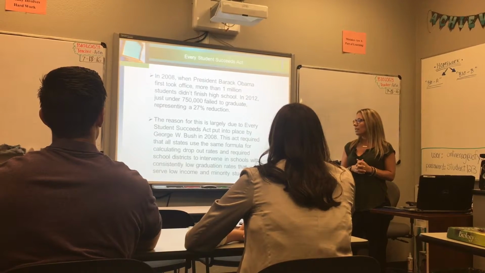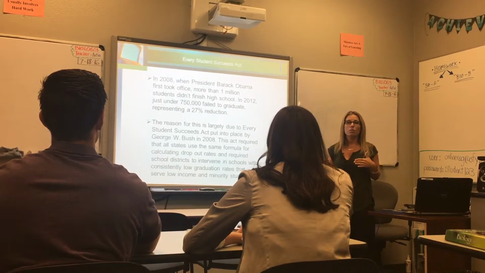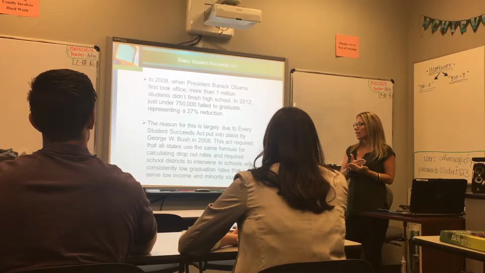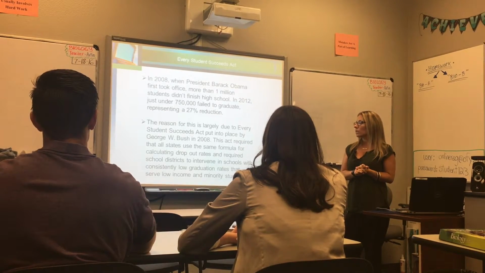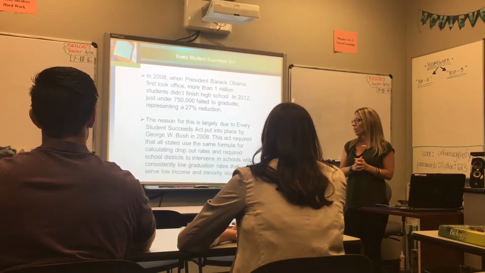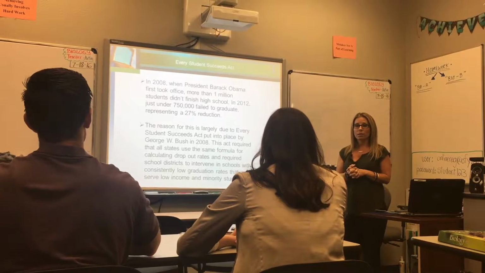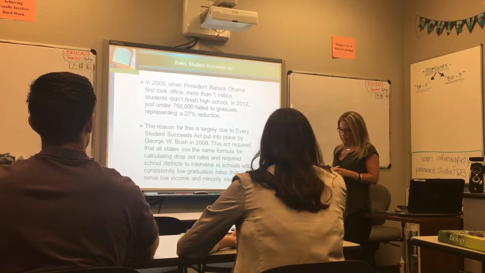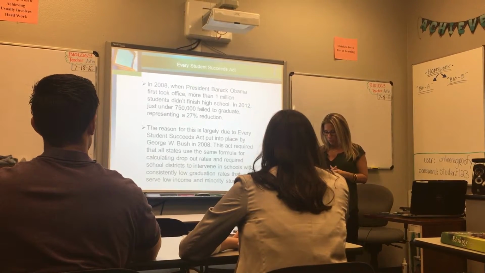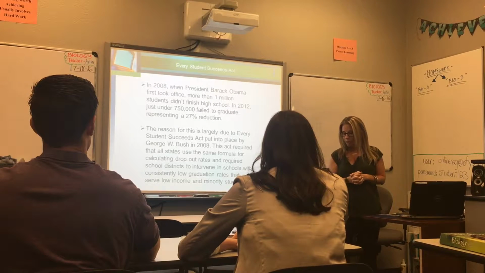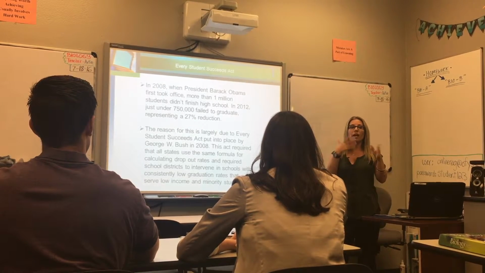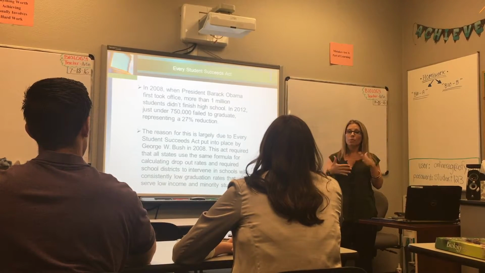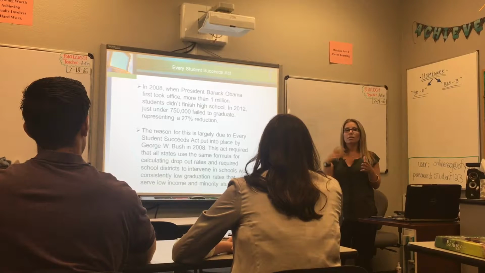So this act required that all states use the same formula for calculating the dropout rates, whereas before each state could kind of use their own formula and kind of tweak things, whereas now everybody is required to use the same formula to calculate their dropouts, and school districts are required to intervene in schools with consistently low graduation rates that serve low-income and minority students. So because of this act, we're now seeing a reduction in the dropout rates. Part of this is now all schools are put on level playing fields for accountability, and in turn schools are providing more resources to help students. So like here at Options, we provide the ELL specialist. So in case any students are ELL learners, we are providing them with a specialist that can help them through their packets of work to make sure that you guys as students are able to be successful.